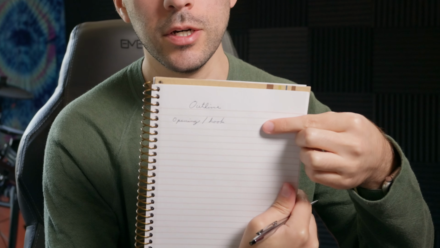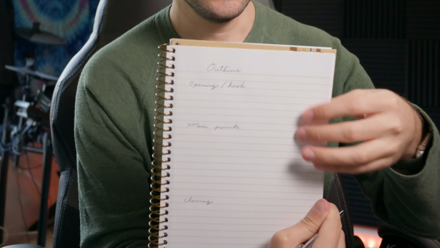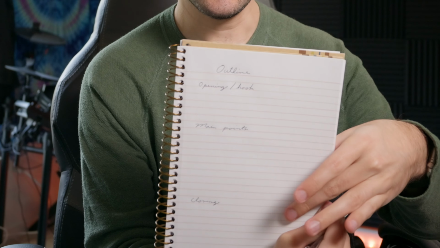So let's talk about what goes in an outline and how you might want to structure it. On our outline, we are going to structure it this way. We're going to first have an opening or a hook. So our first part is the hook. Then we're going to have our main points and then our closing. These are your main three sections that you're going to use on your outline: an opening, your main points, and the closing.